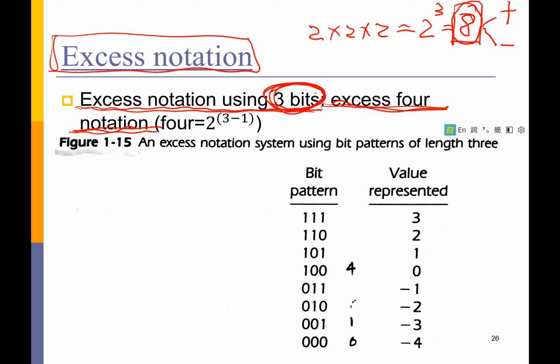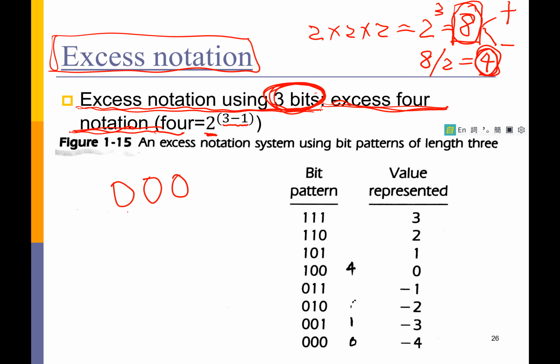So the way to do it is each base 2 representation is subtracted by 4. Why is it 4? Because 8 divided by 2 is 4. Another way to look at it is, why is it 4? 4 is equal to 2 to the power of 3 minus 1. Because initially you have 3 bits.